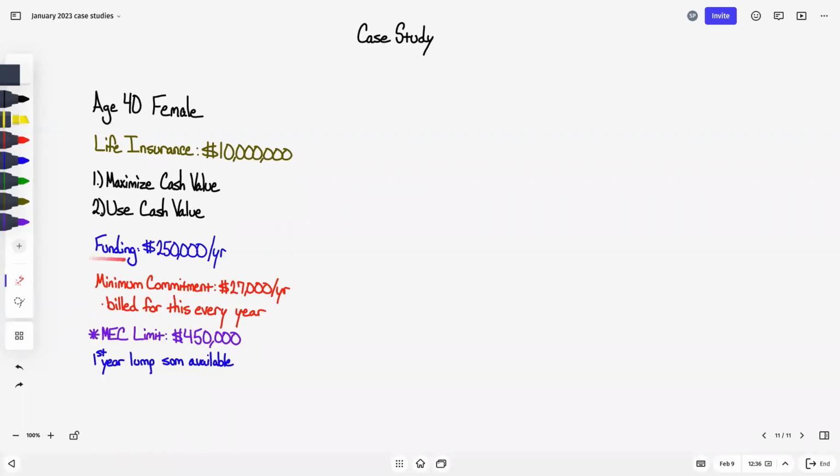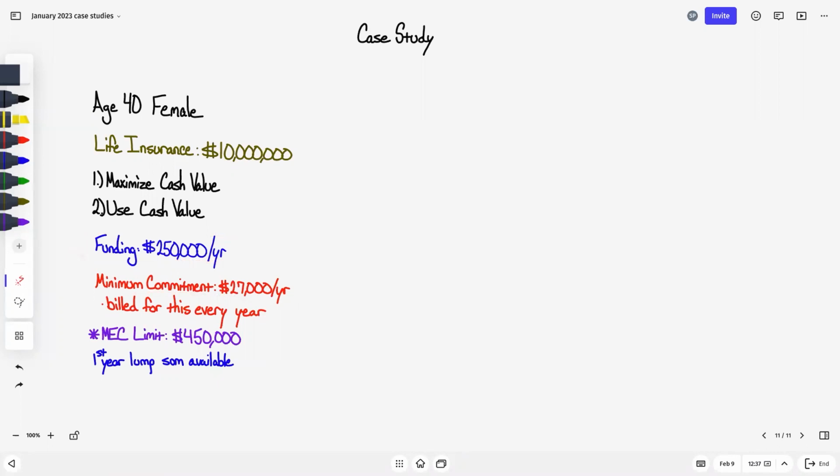Back to this. So the funding, the goal is $250,000 per year. We mentioned earlier that we do not want this policy to feel like what? A burden. I don't want to be billed for $250,000 every year on a particular month. So how the policy is set up is as follows. We've got a minimum commitment of $27,000 per year. And that $27,000 per year could be paid annually. It could also be paid monthly, so we could divide that figure by 12. But my point here is she's committed to this with the ability to add up to $250,000 per year.